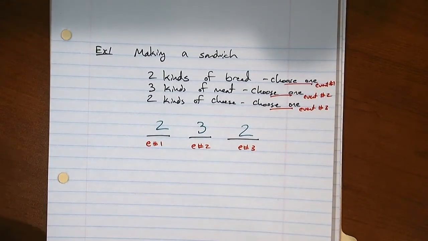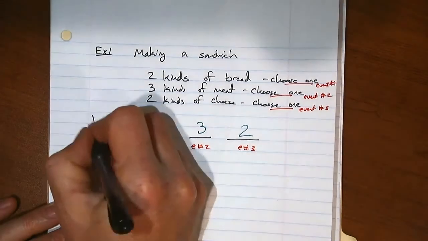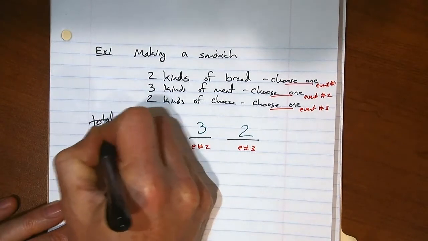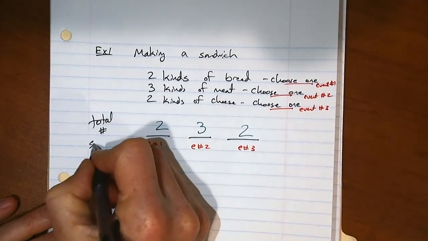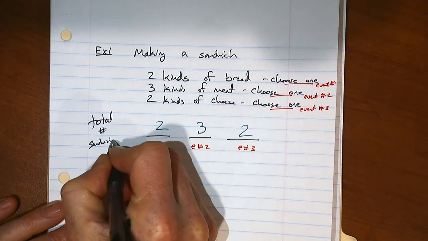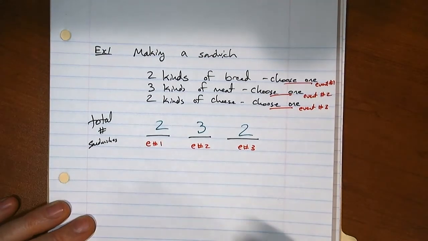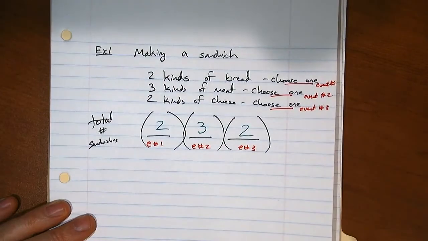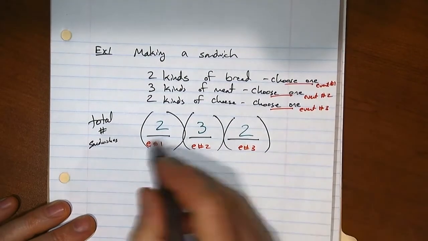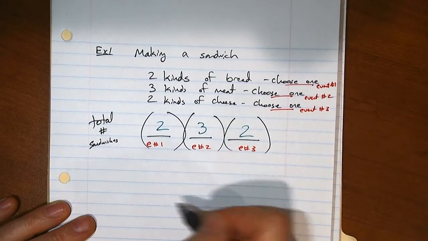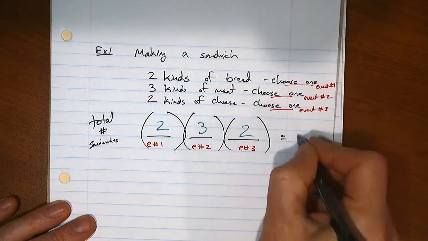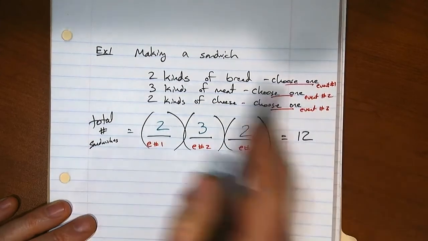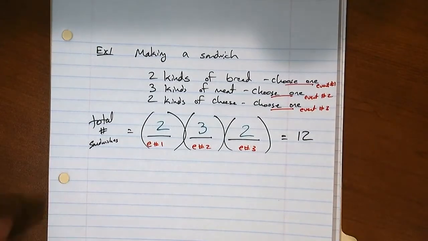Now, the fundamental counting principle tells me that the total number of outcomes, in this case the total number of sandwiches, will be these multiplied together. So that's what I do to finish. 2 times 3 equals 6, and then 6 times 2 equals 12. So under these conditions, there's 12 different sandwiches that I could possibly make.